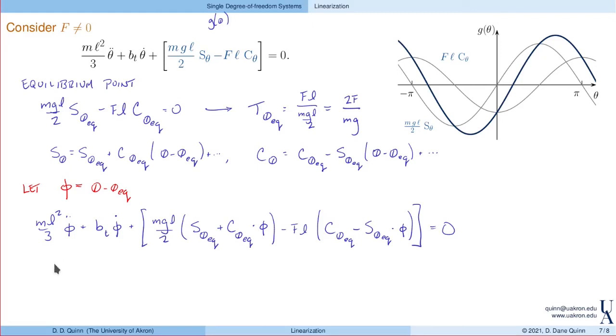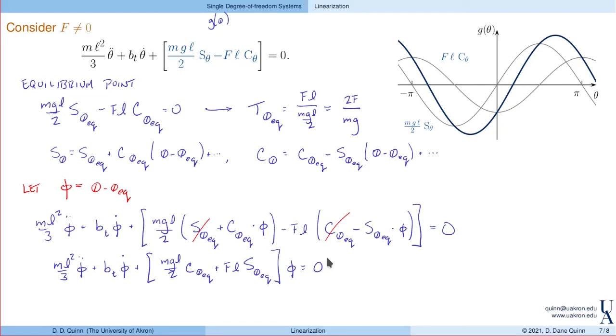So here, we can continue on, and we find ml squared over 3 phi double dot plus bt times phi dot plus, now because we chose this as an equilibrium point, this term cancels out with that term, and we are left with mgl over 2 cosine, and I'll factor out the phi, and then here and here plus F times L sine of theta equilibrium times phi is equal to 0.